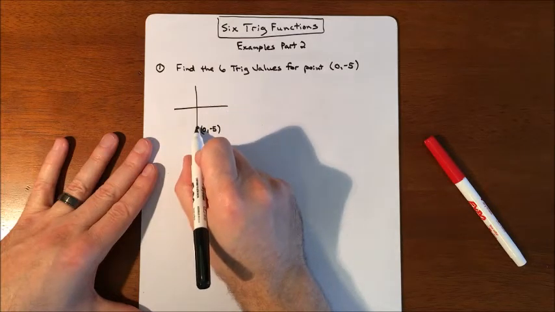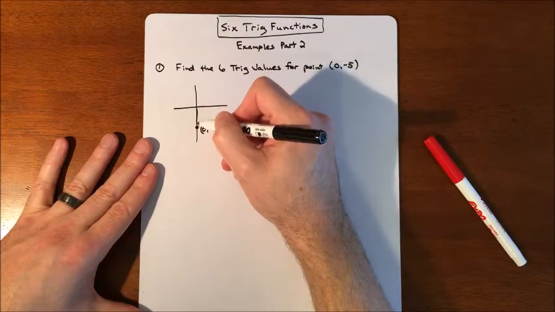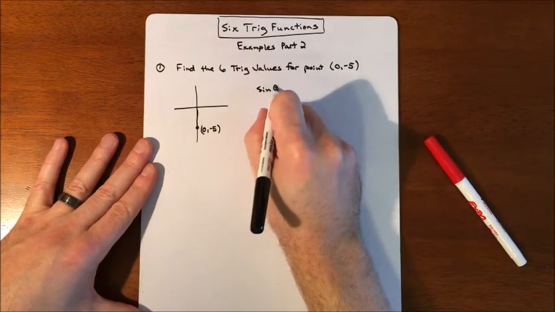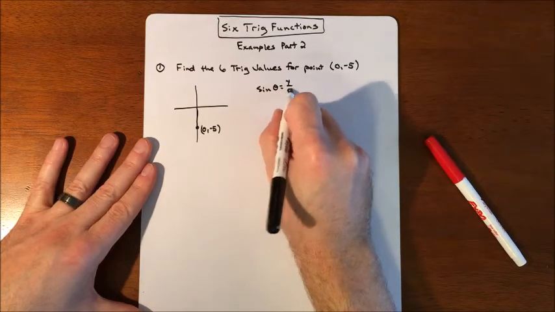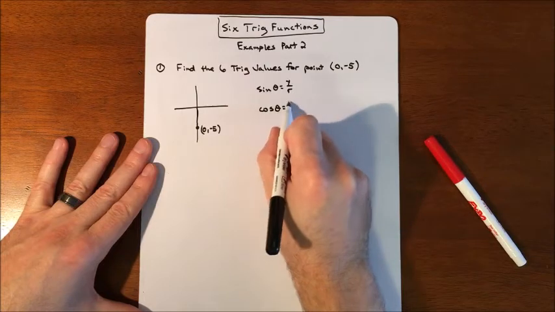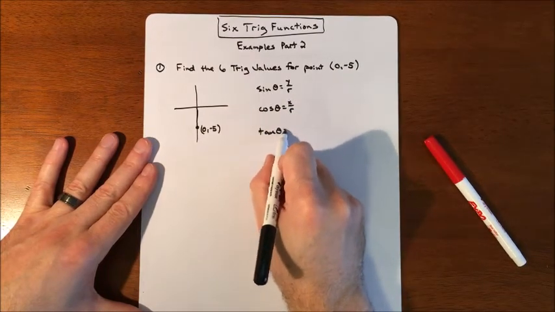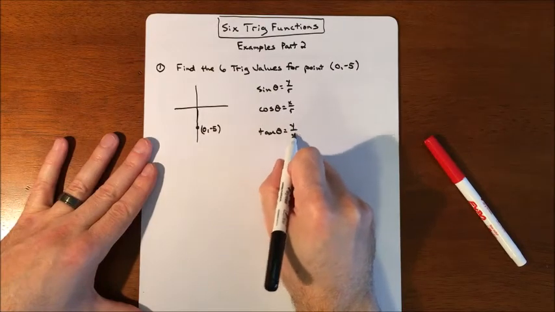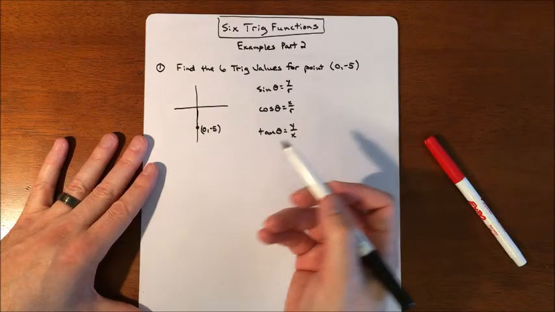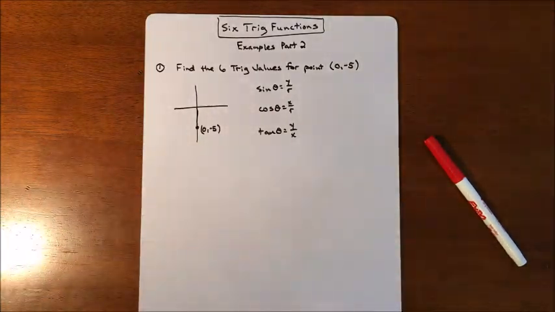Well, this doesn't create a triangle because my triangle, I always need to draw it to the x-axis. So that's not helpful. So I do have to go back to the idea that sine is defined by y over r, cosine is defined by x over r, and tangent is defined by y over x. So I have my x, I have my y, I don't have my r. So I'm going to figure out what my r is.